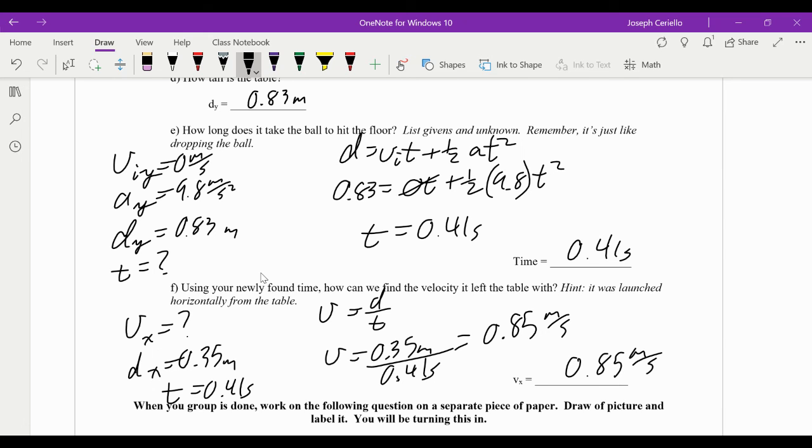You could have also used, in this direction, d equals V_i t plus 1/2 a t squared, where a would have been equal to 0. So it's just d equals v t, a very similar equation.